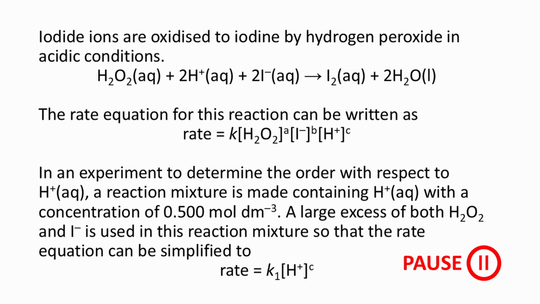In an experiment to determine the order with respect to H plus, a reaction mixture is made containing H plus with a concentration of 0.500 mole per decimeter cubed. A large excess of both H2O2 and I- is used in this reaction mixture so that the rate equation can be simplified to rate is equal to K1 multiplied by the concentration of H plus to the power of C.